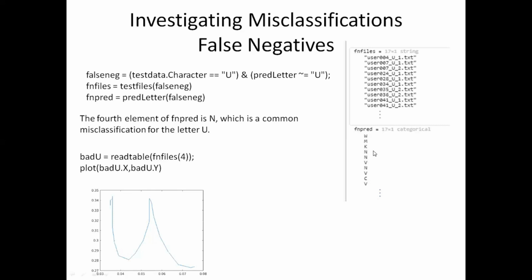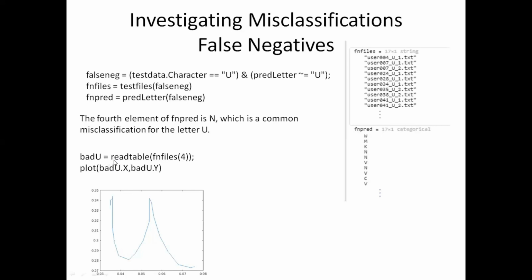We will consider this fourth element in the misclassification, where u has been wrongly identified as n, because that is one of the most common misclassifications, identifying u as n. So we will do a little more detailed study there. We will take the data from the fourth file. To get it, I have the variable name fn files, and I will use the index 4 to read the data from that fourth file.